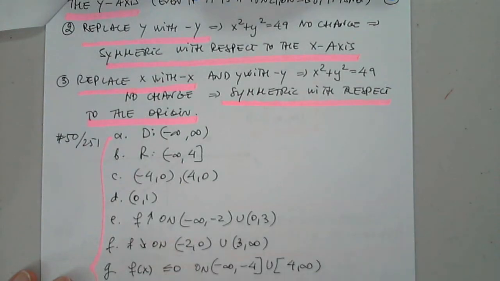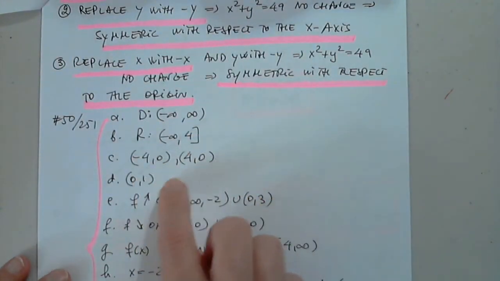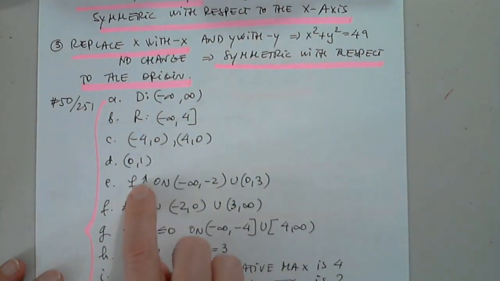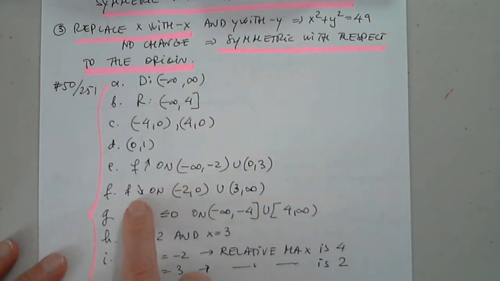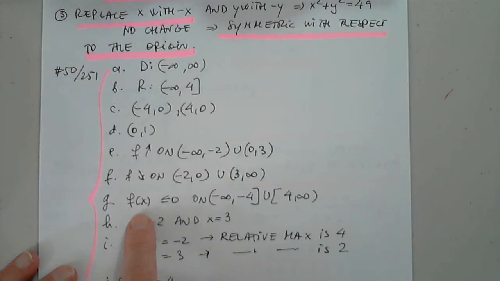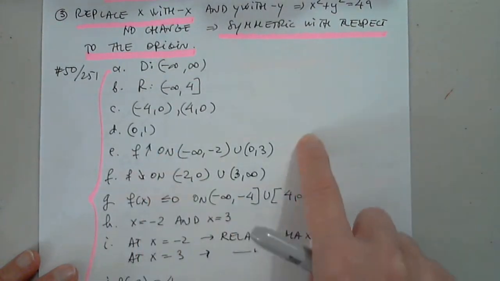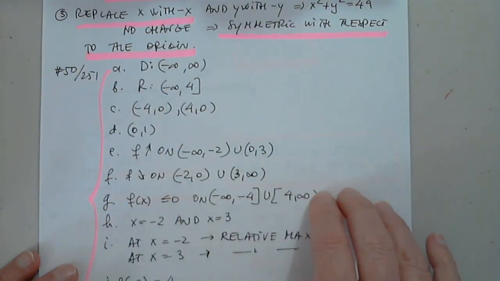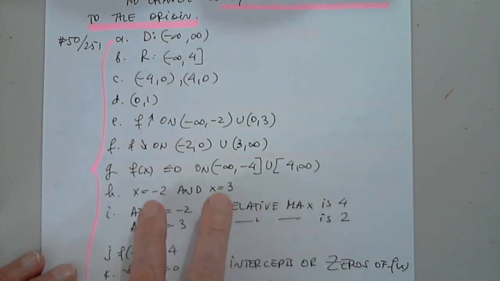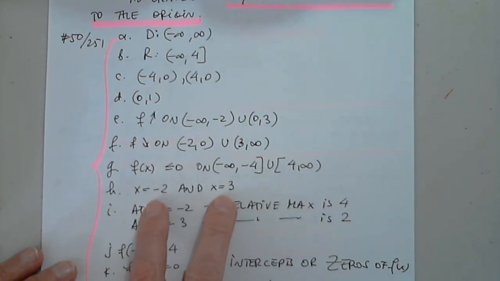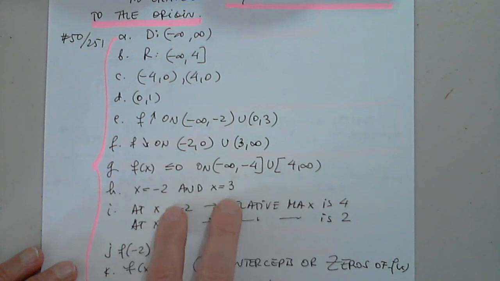All these were read from the graph: the domain, range, x-intercepts, y-intercept, the function was increasing on these intervals, decreasing on these intervals. The function is less than or equal to 0 when the function is under the x-axis. It was under the x-axis for x between negative infinity and negative 4 union 4 to infinity. x equals negative 2 and x equals 3. We were given, I think, a y value.